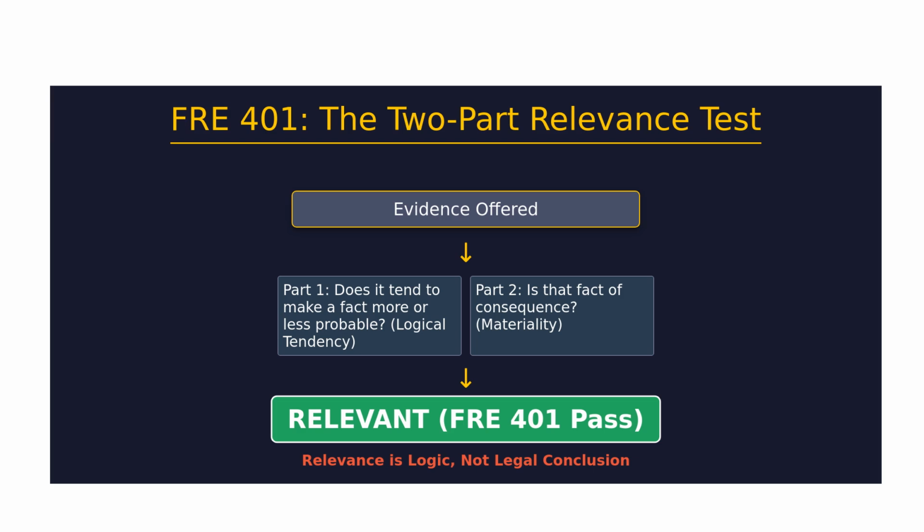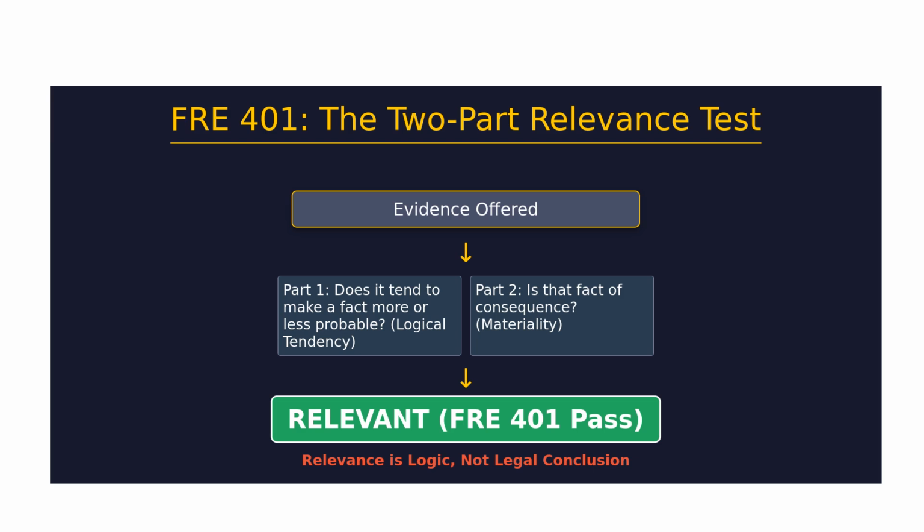First, the evidence must have any tendency to make a fact more or less probable than it would be without the evidence. This establishes the necessary logical connection. Second, that fact itself must be of consequence in determining the action. In other words, the fact must legally matter to the case outcome.